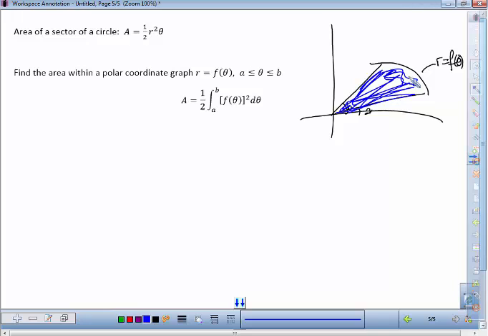So the idea is to break this up into little subsectors, and that's how you're finding the area under the curve. You break this up into little rectangles, and then you add up an infinite number of rectangles and stuff like that.